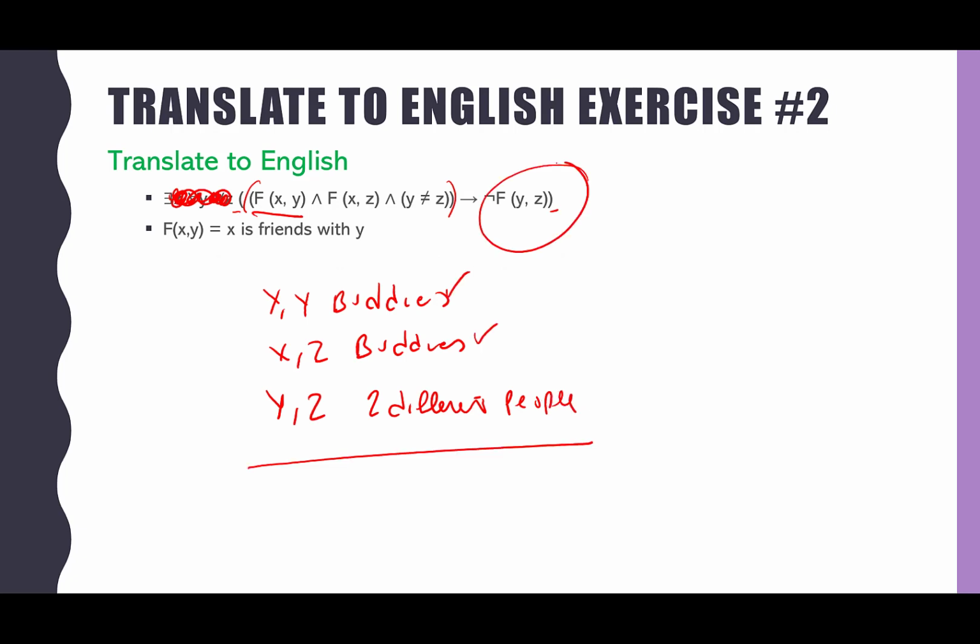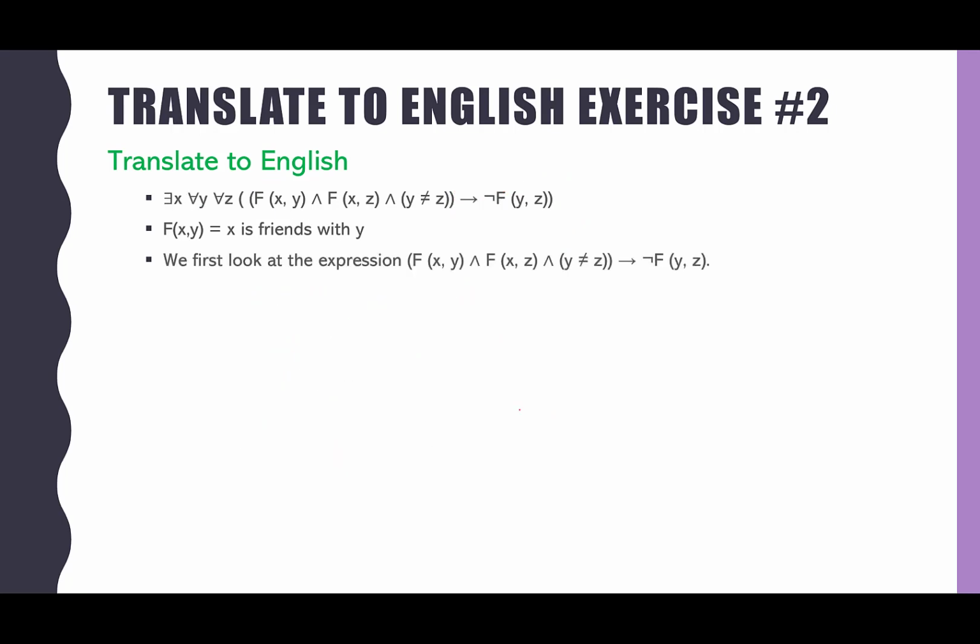So Y and Z are not the same person. Okay? So this is saying that if X and Y are friends, and X and Z are friends, and Y and Z are not the same person, then that means Y and Z do not know each other. Do we agree with that? Okay.